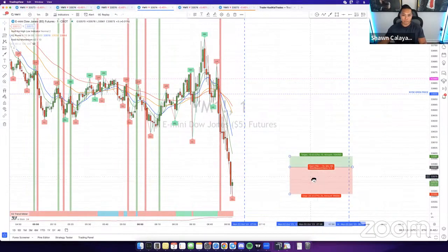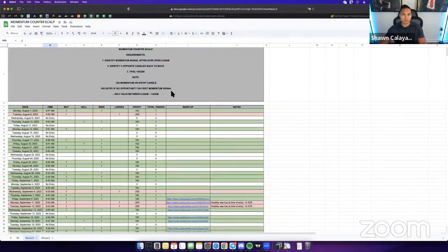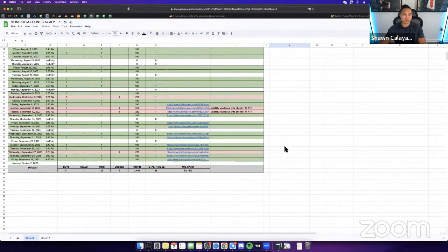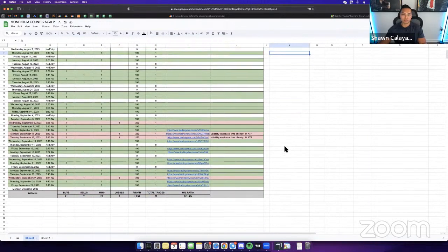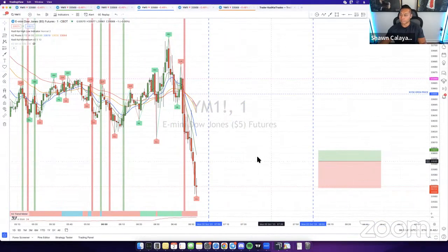All right, so there's no entry here for the momentum counter scalp yet. We're looking for 2 green candles. We have news coming up right here at 7 o'clock, so I don't even know if we get an entry for the counter scalp. Let me see. Yeah, the entry only comes up between 6 and 7. So if we get close to 7, there's just not going to be an entry for us here.